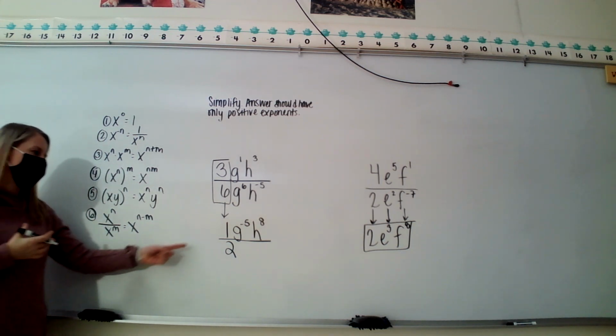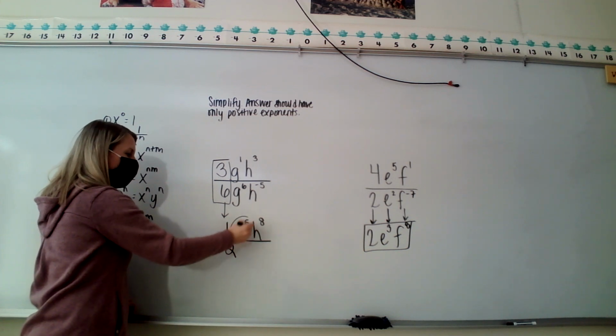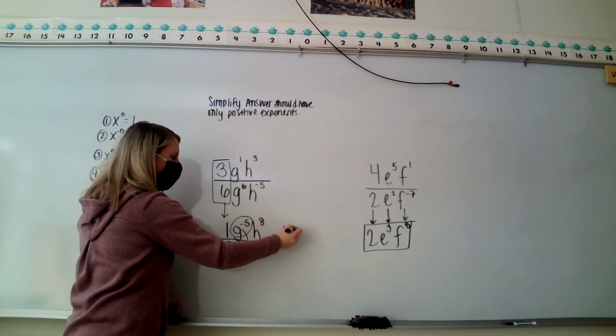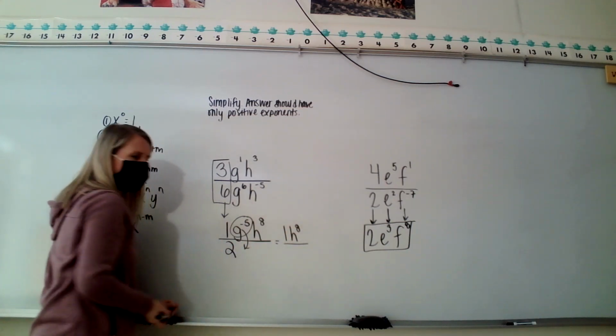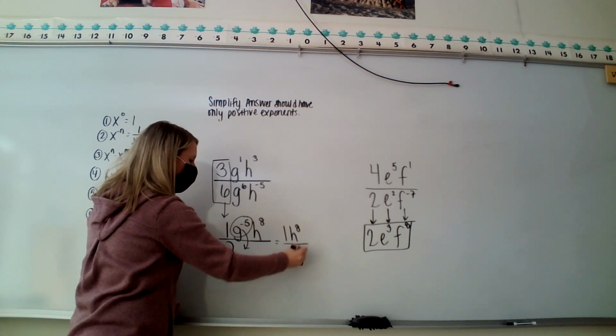So once again, if you have this fraction, I make a big old bar and put everything on top, because then if something is negative, it's there for me to flip. And I would get 1h to the 8th, or you don't need to write the 1, but go for it, and then over 2g to the 5th.